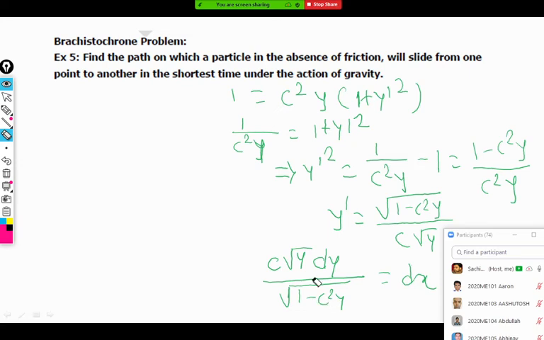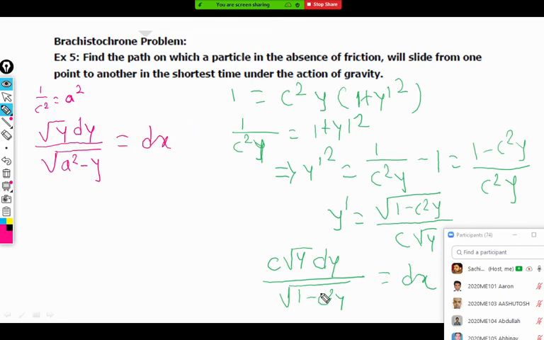So what we should do: the first thing, I will take c square common from the denominator. If you take c square outside, that becomes c only, and this becomes 1 by c square. Let me say that 1 by c square is equal to a square. Then this c comes out and gets cancelled. You are left with root y dy upon root of a square minus y is equal to dx.